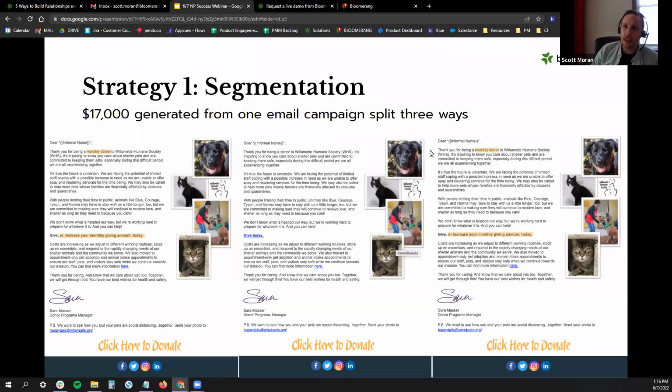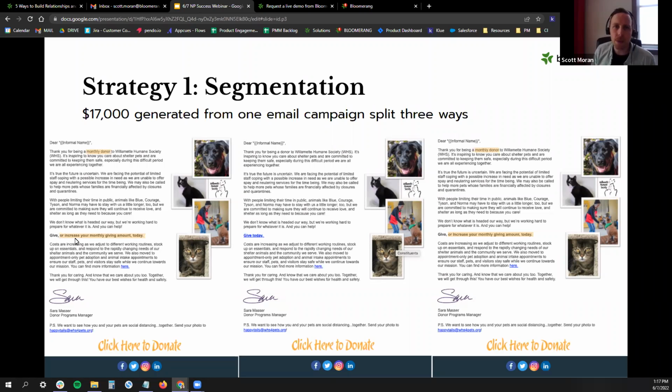Something as simple as saying, hey, thanks for being a monthly donor. Right there, you're acknowledging their status as a donor. You're recognizing that they are more committed to your organization than a one-time donor might be. And the call to action, which I highlight in both of these, is not just to give again, but to increase their monthly giving amount. Very simple tweaks to the copy. So instead of just blindly sending an email newsletter to every one of their donors, just segmenting by monthly versus one time can have huge results.